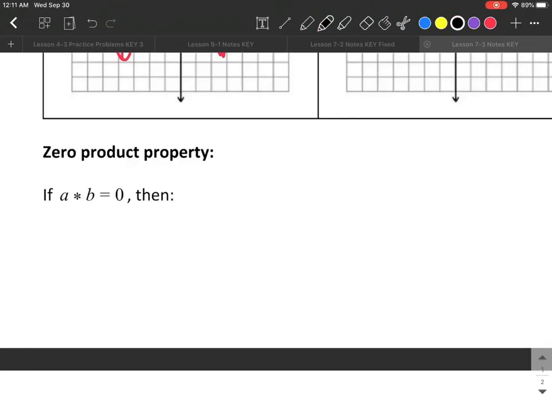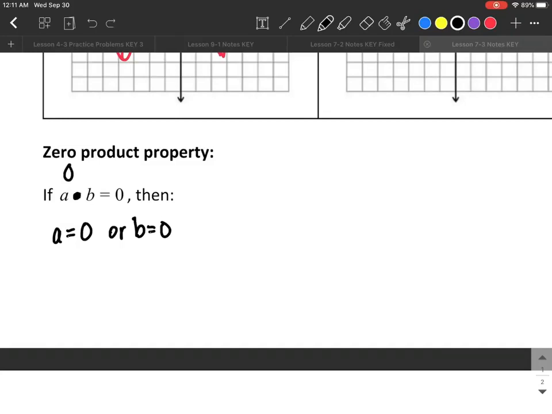the zero product property. The zero product property says if I have A times B is equal to 0, I know that one of those two things has to be 0. Either A has to be equal to 0 or B has to be equal to 0. For me to get an answer of 0, one of the two factors has to be 0.